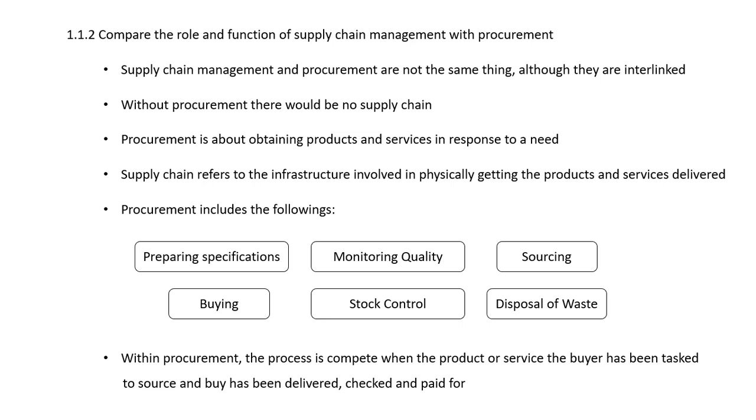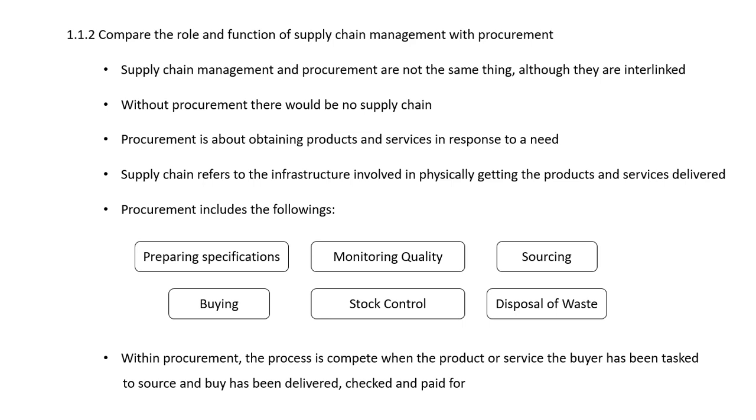1.1.2. Compare the role and function of supply chain management with procurement. Supply chain management and procurement are not the same thing, although they are interlinked. Without procurement, there would be no supply chain. Procurement is about obtaining products and services in response to a need. Supply chain refers to the infrastructure involved in physically getting the products and services delivered.